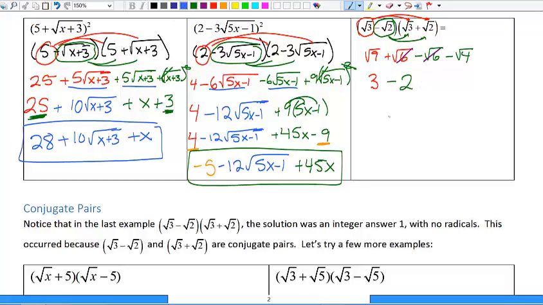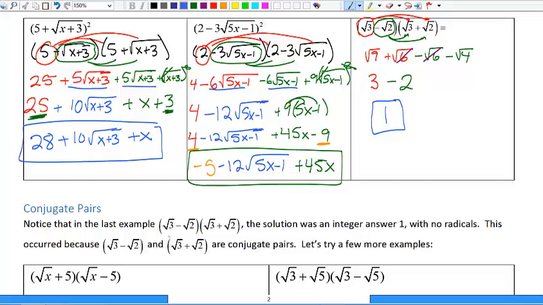So when I subtract these, 3 minus 2, I'm just getting an answer of 1. Wow, that's pretty cool. I had a radical binomial times another radical binomial, but I came out to have just a whole number as an answer. That was pretty cool. So the next thing we're going to talk about is conjugate pairs.